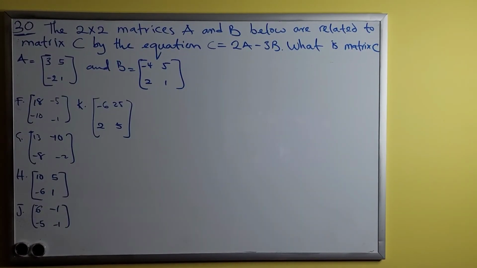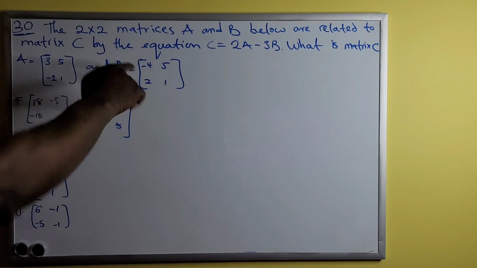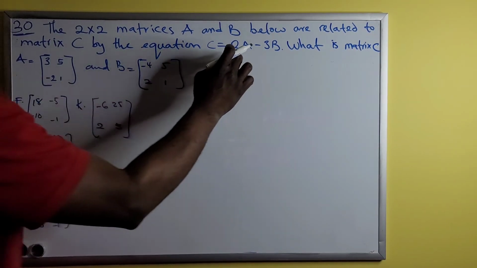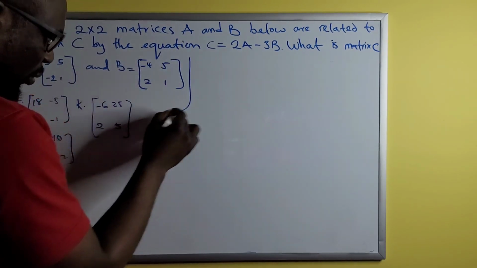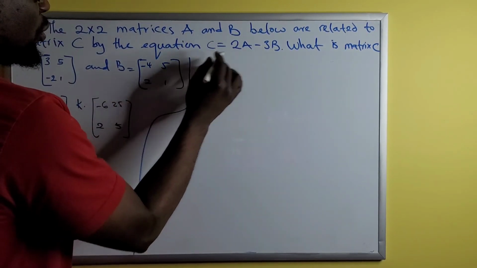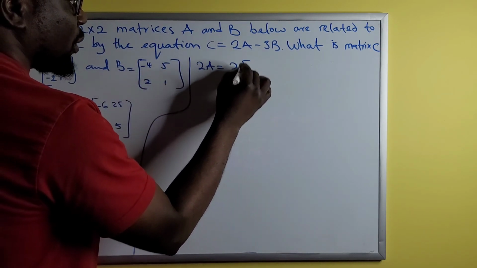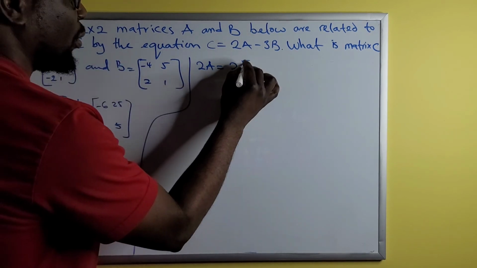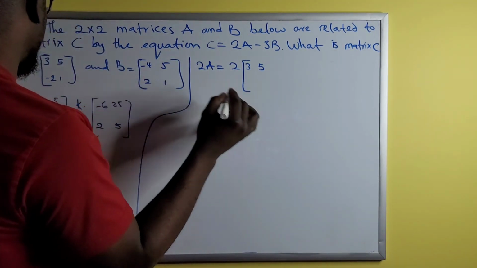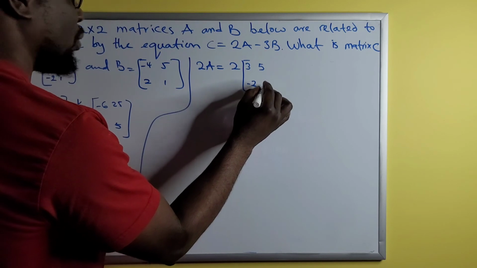Question 30. So question 30 says the 2x2 matrices A and B below are related to the matrix C by the equation C is equal to 2A minus 3B. What is matrix C? And they give us A is this and B is that. So first you want to do is solve 2A. So 2A is going to be equal to 2. And what is A? A is 3, 5, minus 2, 1.